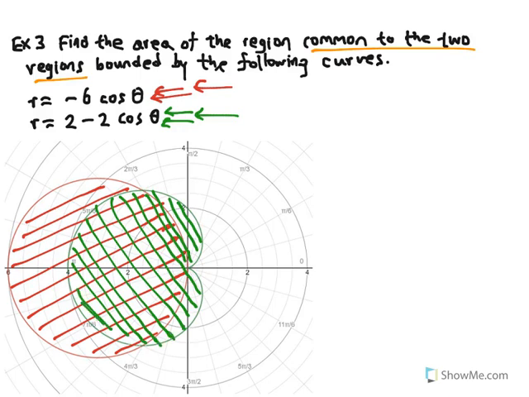But what is the region that we're interested in? The region common to the two regions bounded by the following curves. What that means is the region that is both inside the cardioid and the circle. And that region would be over here that I am now shading in gold. So this is the region that is inside both the cardioid and the circle.